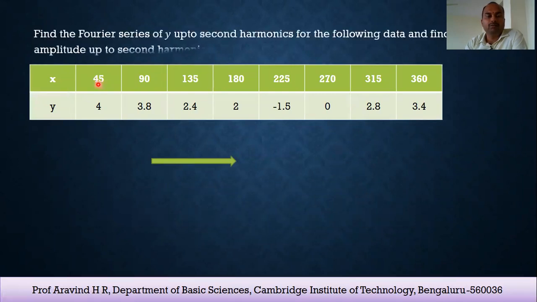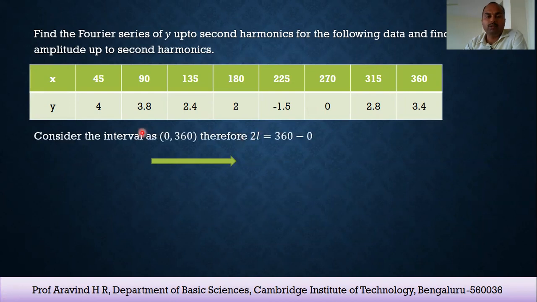Expand this Fourier series up to the second harmonics. Second harmonics means up to A2, B2. Means you have to find A0, A1, A2 and B1 and B2. So these are the X values. X value starts from 45, 90, 135, ends at 360, and Y value starts at 4 and ends at 3.4.